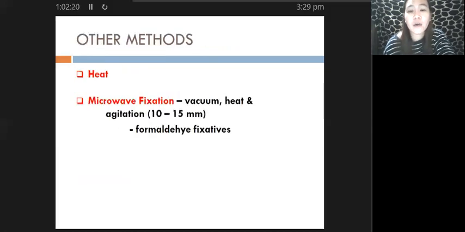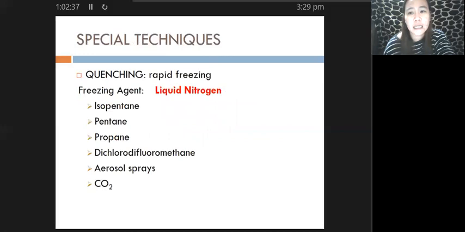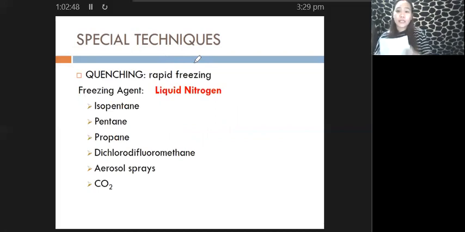Alright, so other methods, we can make use also of heat. We can also make use of microwave fixation, which involves the use of vacuum heat and agitation, as well as, of course, your formaldehyde fixatives. Okay, so for the special techniques, let's discuss it now. Special techniques involve the use of rapid freezing, otherwise referred to as quenching.